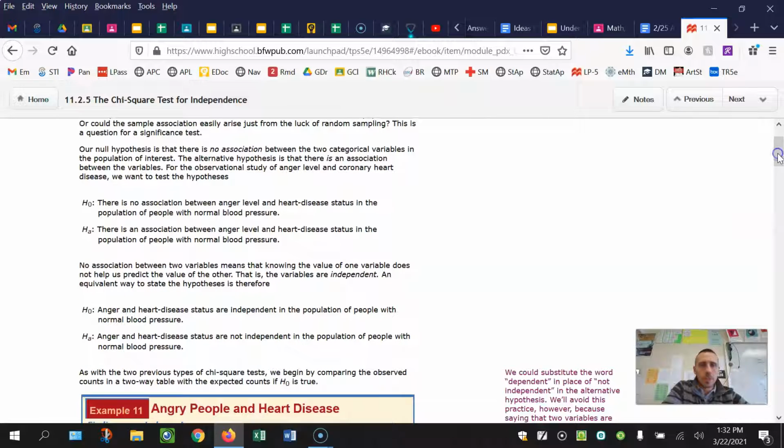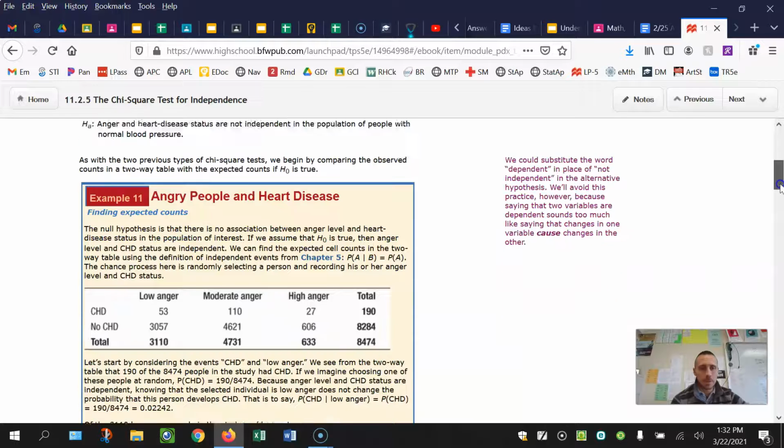So there's two ways you can list the hypotheses for independence. You could say the null is that there's no association between variable 1 and variable 2 in context. Or you could say variable 1 and variable 2 are independent. Depends what you prefer. No association means the same thing as independence. If there is an association, that means the variables are not independent. So that would be the alternative. I'd say pick one, be consistent, but realize you might see both on an AP exam.